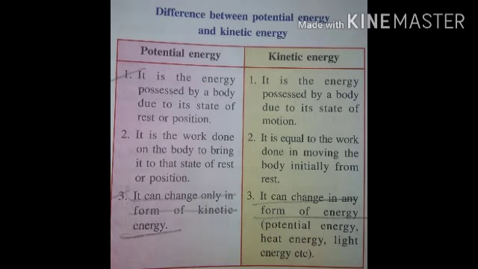Now we will see the difference between potential energy and kinetic energy. Potential energy is the energy possessed by a body due to its state of rest or position. And kinetic energy is the energy possessed by a body due to its state of motion. In potential energy, it is the work done on the body to bring it to that state of rest or position. For kinetic energy, it is equal to the work done in moving the body initially from rest.